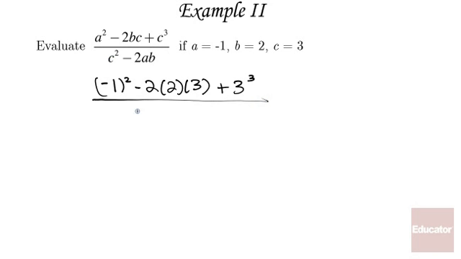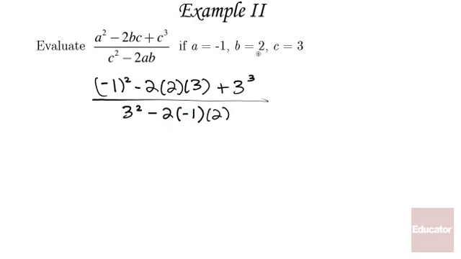Here I have c squared in the denominator, so that gives me 3 squared minus 2 times a, which is negative 1, times b, which is 2. Since there was a lot of substituting, it's a good idea to double check your work. So a is negative 1, that's negative 1 squared, minus 2 times b times c, plus c cubed. All of that's divided by 3 squared, so that's c squared, minus 2 times a times b.